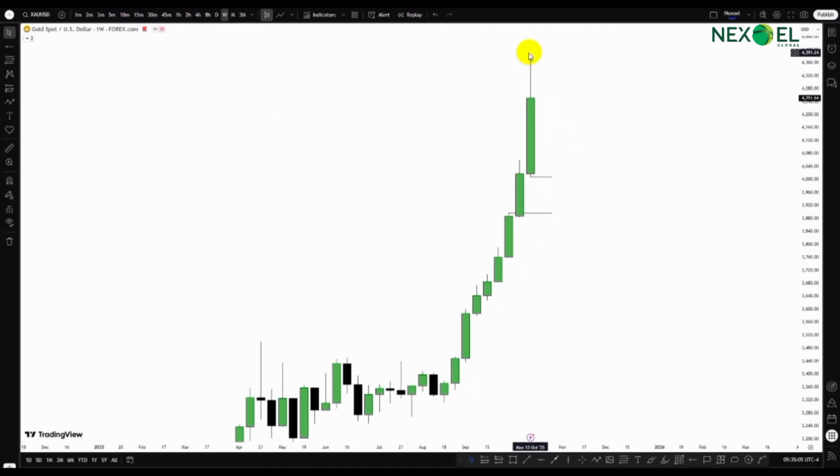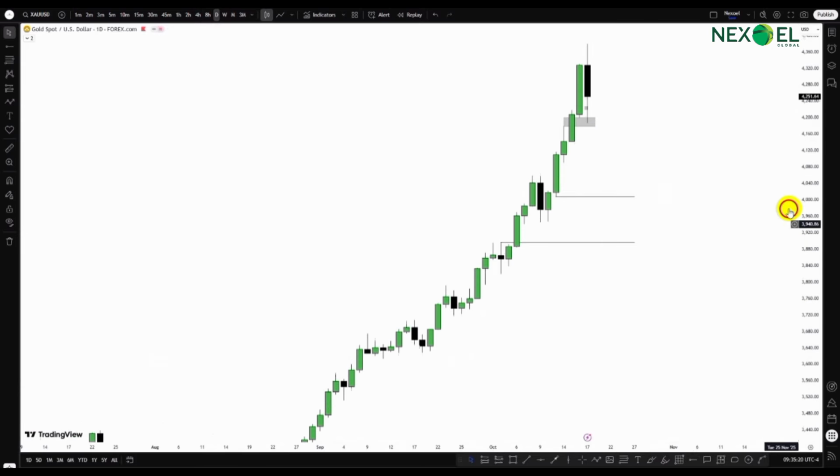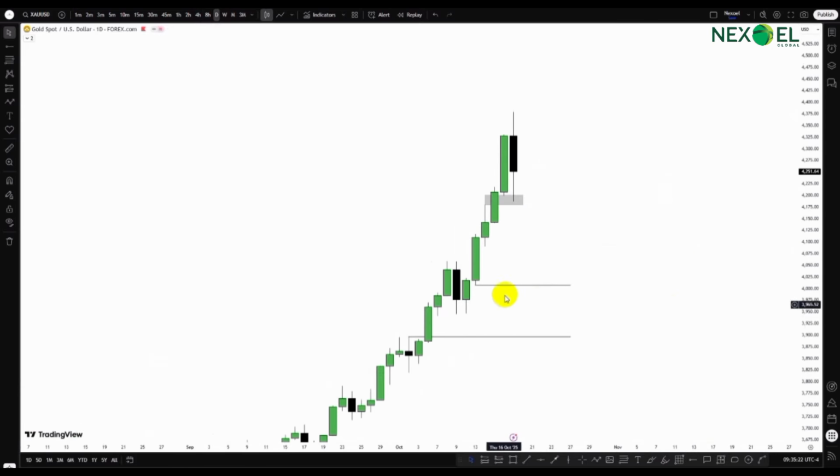But then we have this form of rejection here. So price may want to dip a little lower, but may not necessarily dip into the fair value gap. And then we could see bullish continuation. So let's check the daily time frame. What we can see in the daily time frame is this. So this is our weekly fair value gap zone.